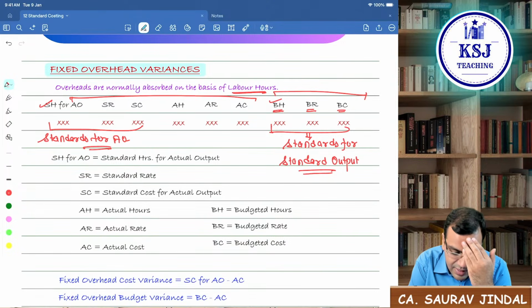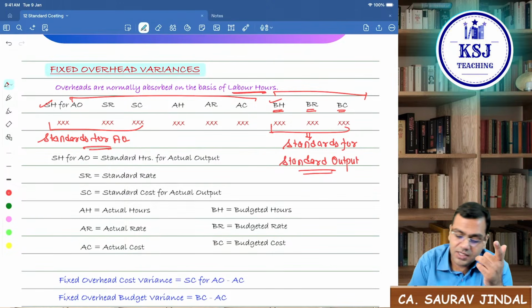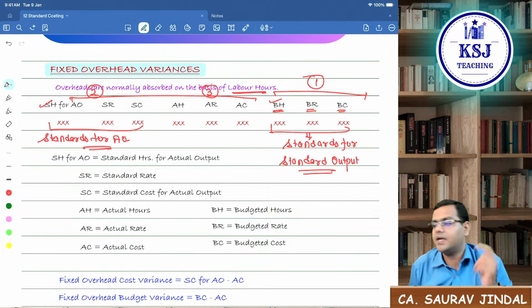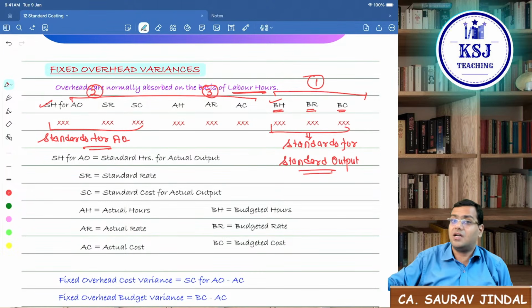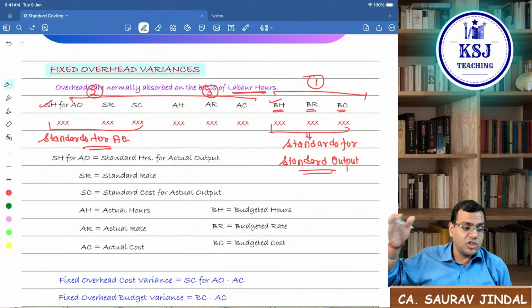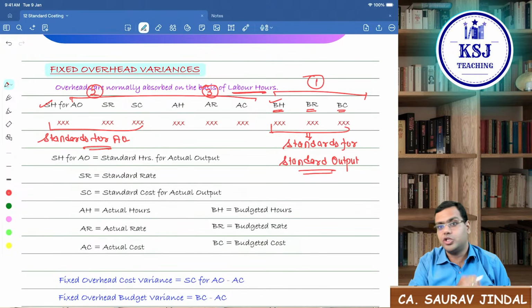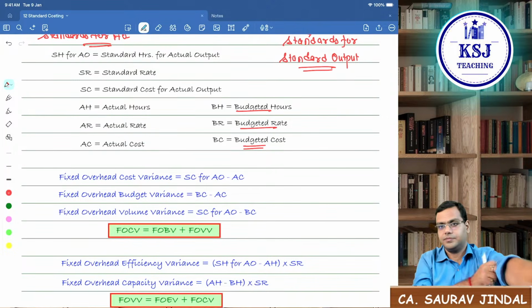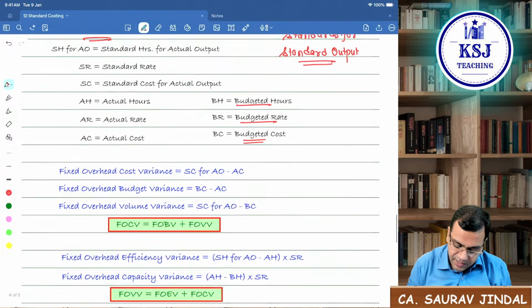Clear? And normally when we are talking about the fixed overhead question, we start from this part. First we'll fill up this, second we'll fill up this, third we'll fill up actual hours, actual rate and actual cost. Normally we'll start the question with budgeted data, which will normally be given in the question itself, right? So budgeted hours, budgeted rate and budgeted cost. Clear? Now there are many formulas for this.